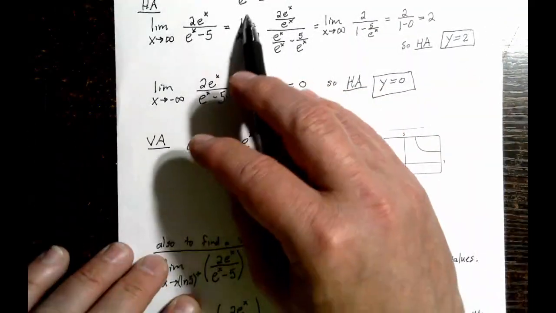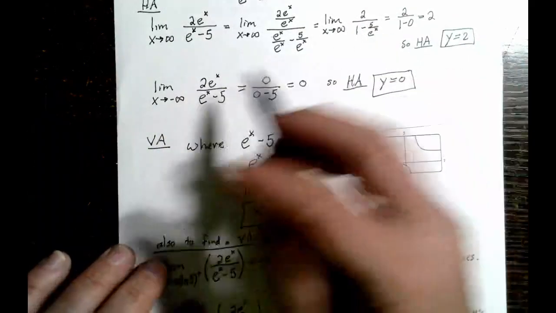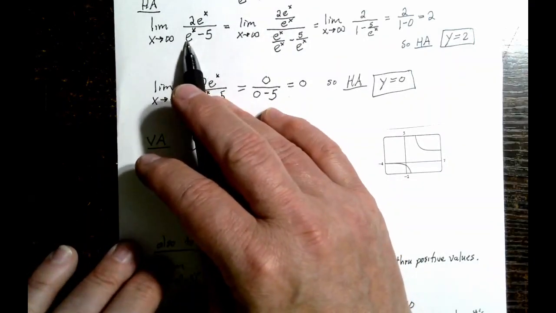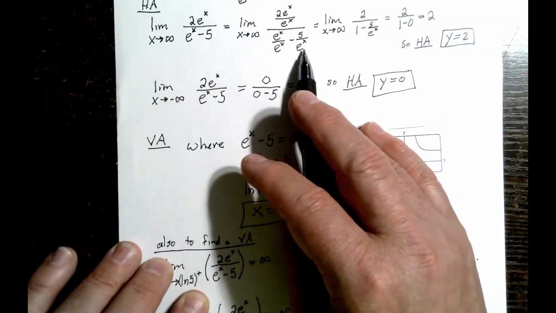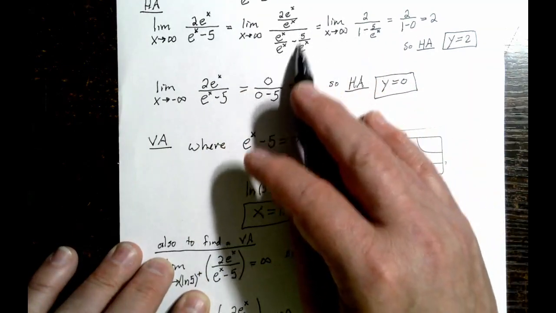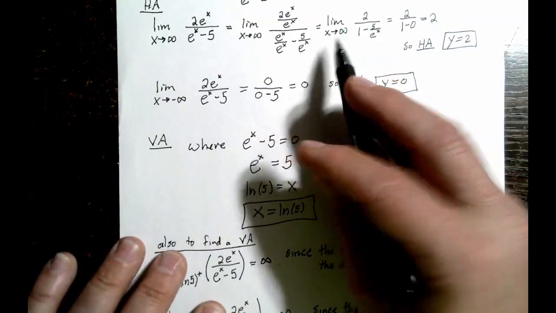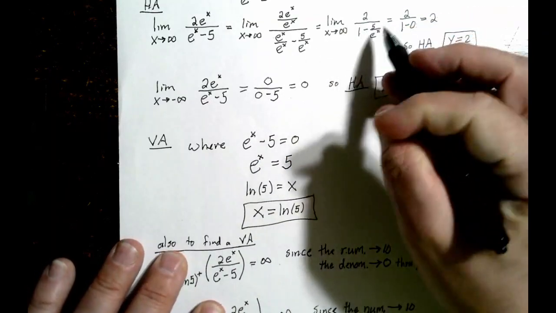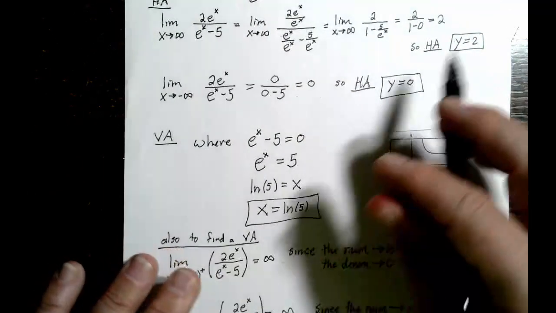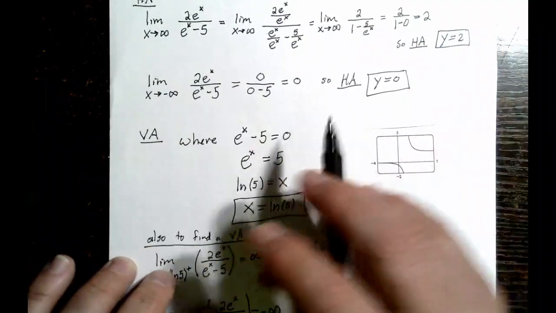Okay, now this one, let's look at the horizontals first off. Let's take the limit as we go up to infinity of this guy, and we divide by e to the x everywhere. That guy just gives you 2, that guy just gives you 1, and this guy is what it is. Now as you go up to infinity, this guy goes to 0, and you end up with 2 over 1 or 2. So your horizontal asymptote is at y equals 2.